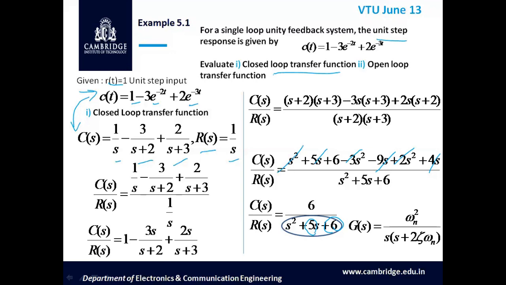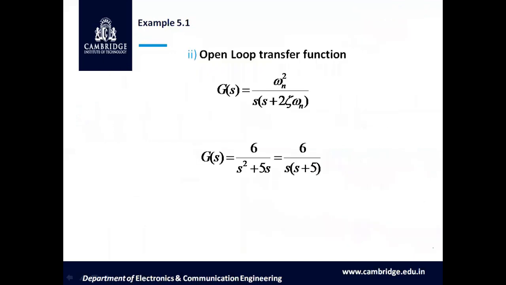And we know from the block diagram of a second order system, G(s) will be equal to omega n square divided by s into (s plus 2 zeta omega n). If you substitute for omega n square and 2 zeta omega n, in which omega n square is 6 and 2 zeta omega n is 5, we can now obtain the open loop transfer function. That is the second option. So substituting for omega n square and 2 zeta omega n, we have obtained the open loop transfer function also.